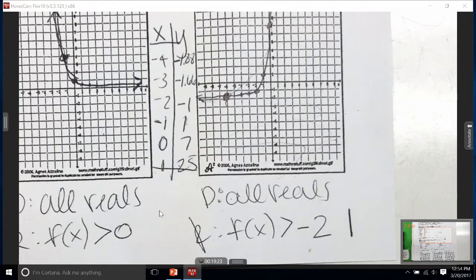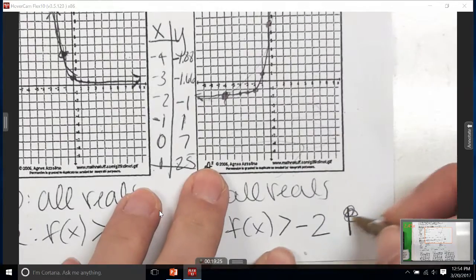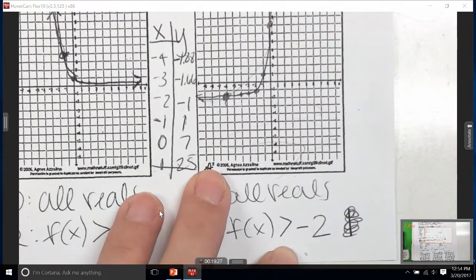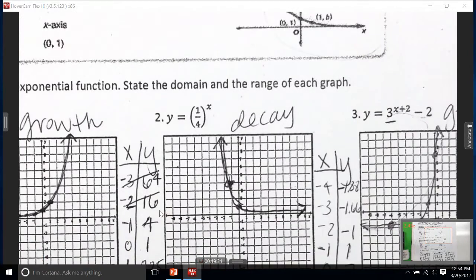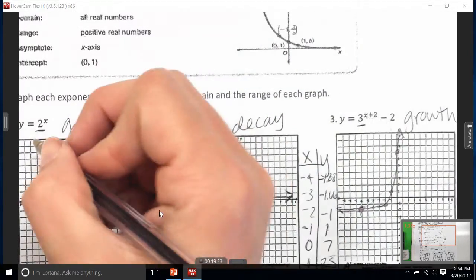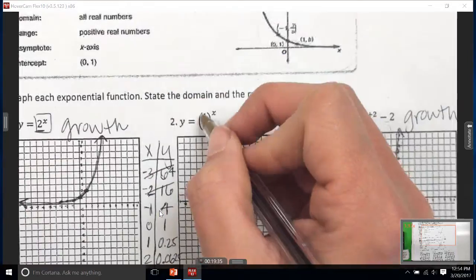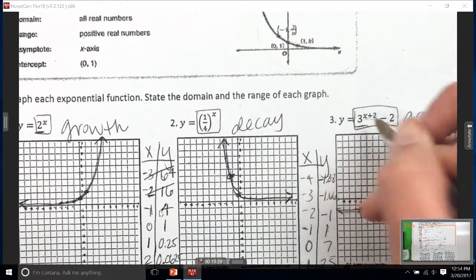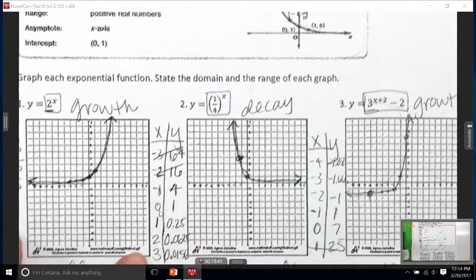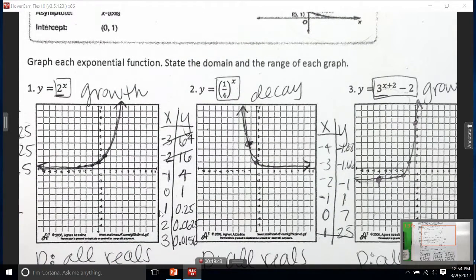Alright, and let's go back and look at all the originals and then look back at domain and range and see if we see anything. Alright, looking back at all the original problems, and I'm going to box them in. 2 to the x, 1/4 to the x, 3 to the x plus 2 minus 2. What's different about these? Anybody see any differences?